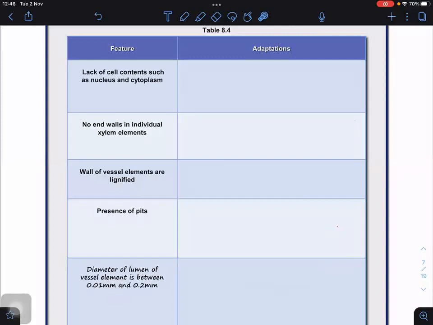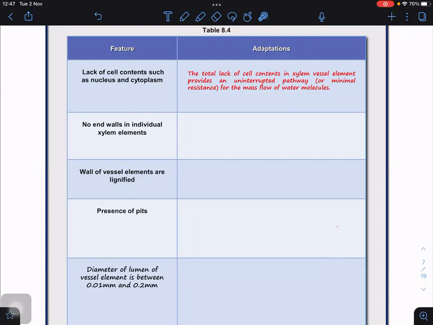So, the lack of cell content, such as the nucleus and cytoplasm. What is the good thing about this? Because the total lack of cell content in the xylem vessel element provides an uninterrupted pathway, or very minimum resistance, for the mass flow of the water molecules. Now we're going to learn about this mass flow. The movement of the water molecules in the xylem is termed mass flow.